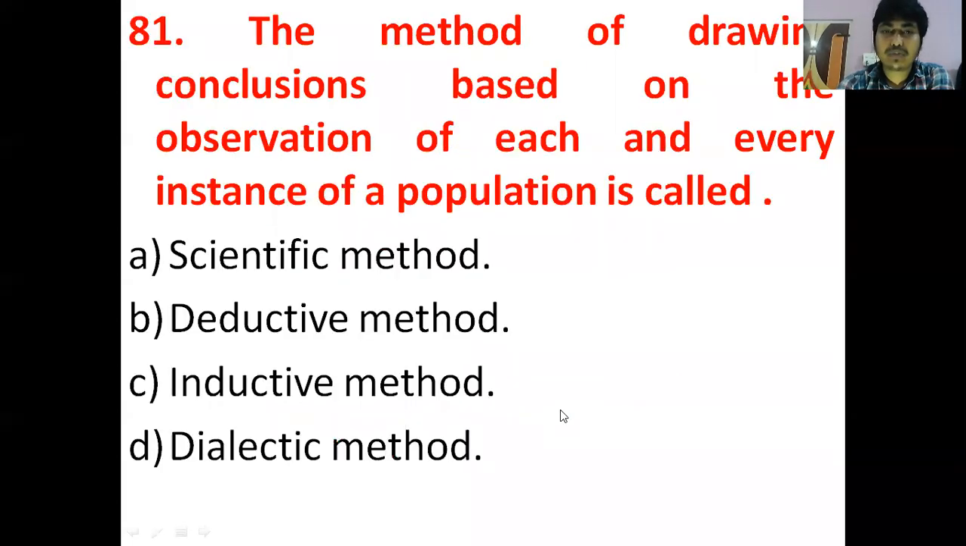So let's start. The first question is: the method of drawing conclusions based on the observations or theory of each and every instance of the population is called. Our correct answer will be deductive method. In the deductive method, we draw the conclusions based on the observations or based on the theory. And when we generate theory, we call it inductive method or inductive approaches. So our correct answer will be option B.